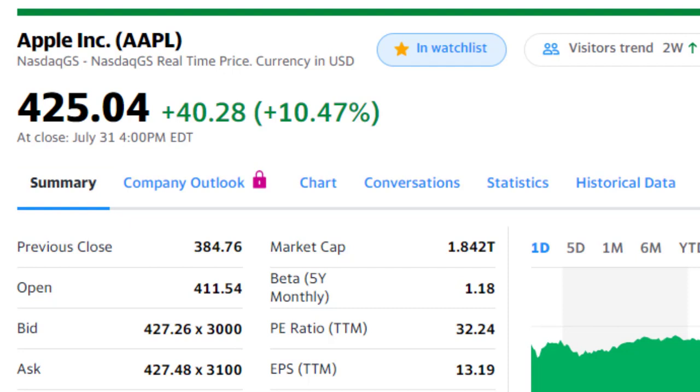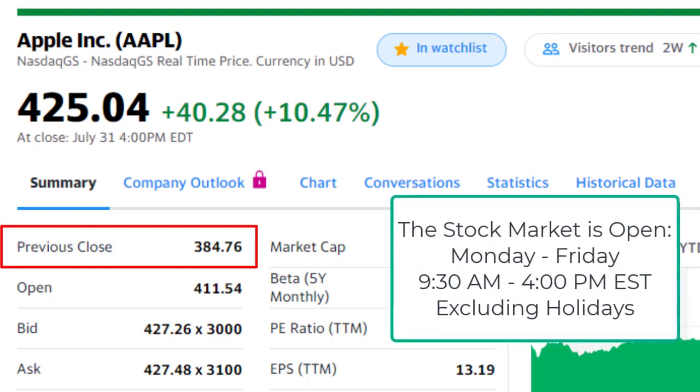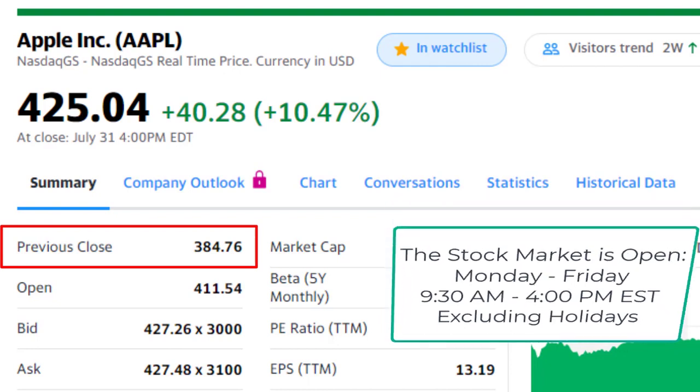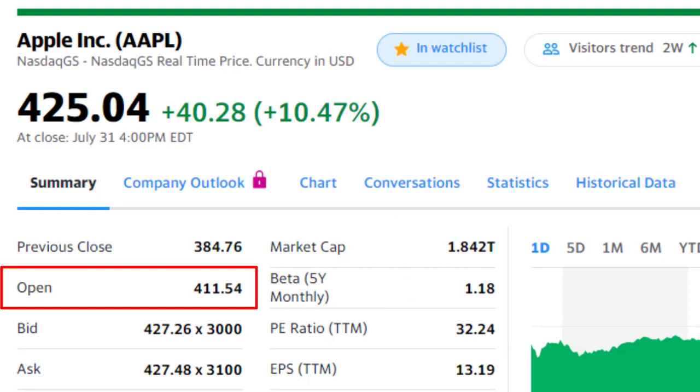The previous close is the price per share that the stock was trading at the end of the previous market day. In this example, that would have been Thursday, July 30th. The U.S. stock market is open Monday through Friday, except for holidays. The market opens at 9:30 a.m. Eastern Standard Time and closes at 4 p.m. Eastern Standard Time.